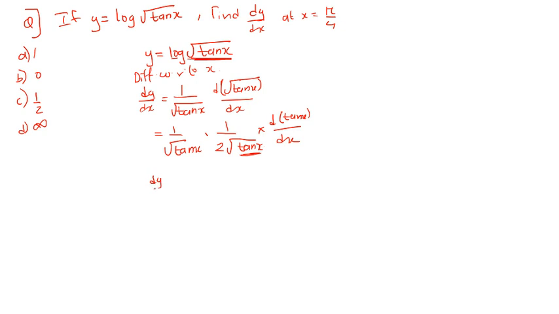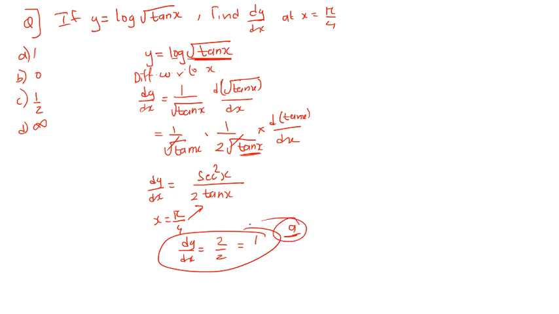So finally you'll get dy by dx is equal to secant square x into 2 tan x. This root and this root will get cancelled. Now you have to find it at x is equal to pi by 4. If you substitute the value x is equal to pi by 4, you will get dy by dx is equal to 2 by 2, that is 1. So here A is the right answer. This is how you are going to proceed for this kind of questions. I hope you are getting it fine.